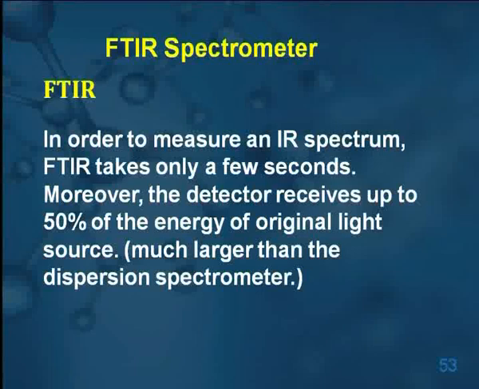And what is an IR spectrometer? In the FTIR spectrometer, the spectrum which we are getting will be generated in a few seconds. Moreover, the detector receives up to 50% of the energy of the original light source, which is much larger than in the dispersion spectrophotometer. It means the FTIR spectrometer is an efficient method of getting the IR spectrum. What is this FTIR? That we'll discuss.